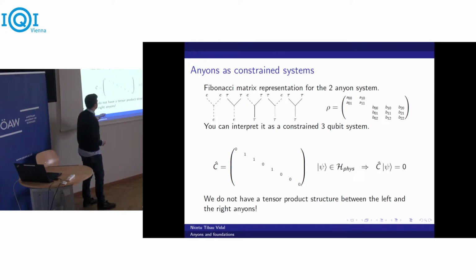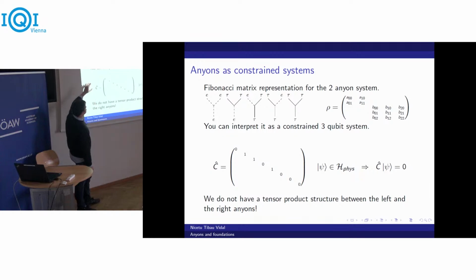And this will be the constraint you will have to apply to restrict the 8-dimensional 3-qubit system to the 5-dimensional system. You'll have to apply further constraints to incorporate the superselection rule, but I was a bit lazy and I didn't want to put it in the slide.